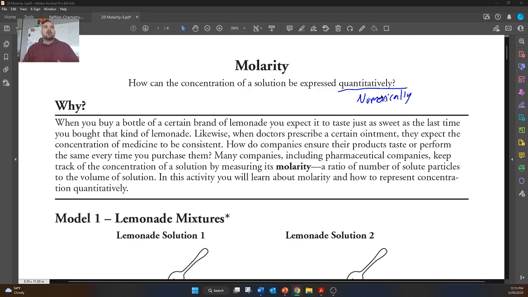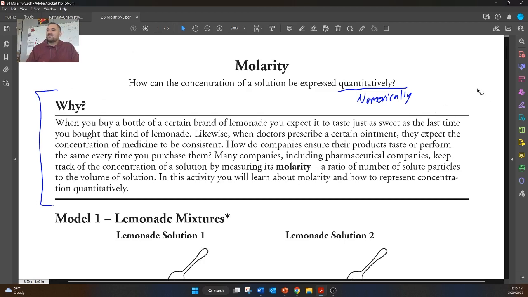But when we're talking about concentrations of solutions, you want to be quantitative. You want to know. You want to have numbers. So let's go ahead and take a look at the why. Could somebody read the why for us, please? And let's be respectful. I want to be able to hear what they're saying.